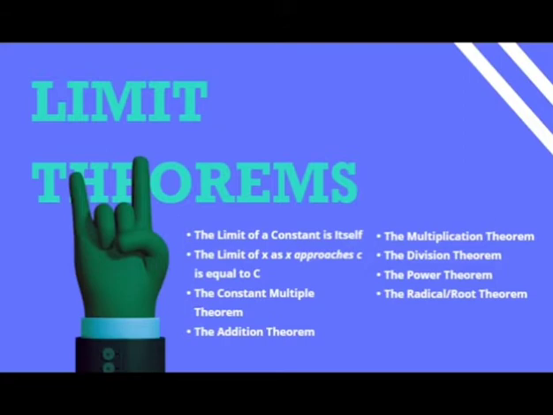For division, it is also the same, but now with the quotient, and the denominator must not be equal to 0. For the power theorem, the power of the function is also the power of the limit. And lastly, the root theorem states that the nth root of the function is also the nth root of the limit, minding the fact that n must be positive.